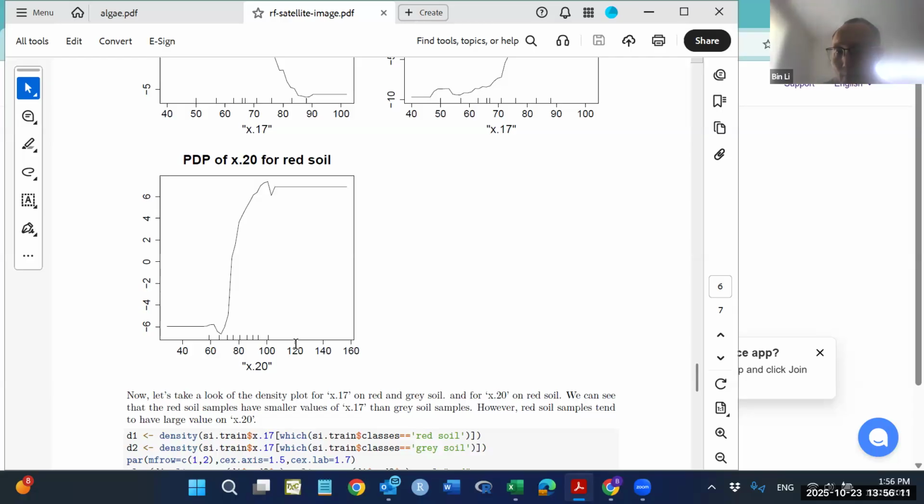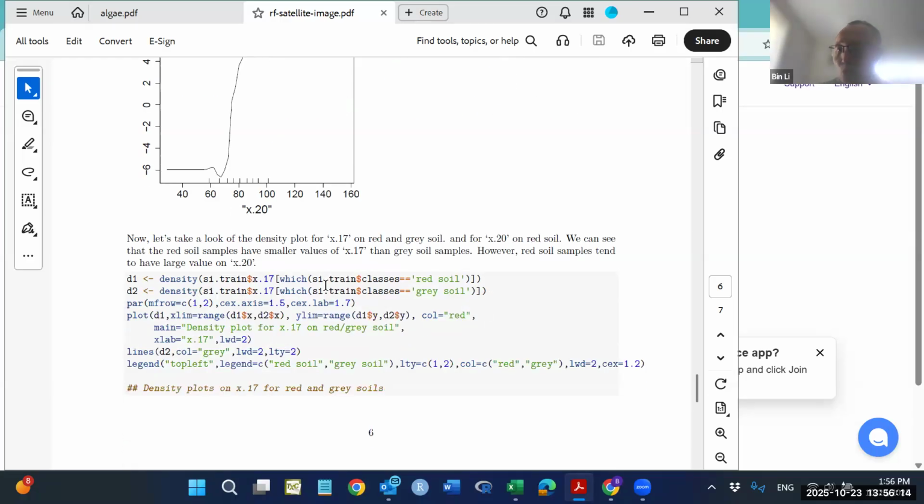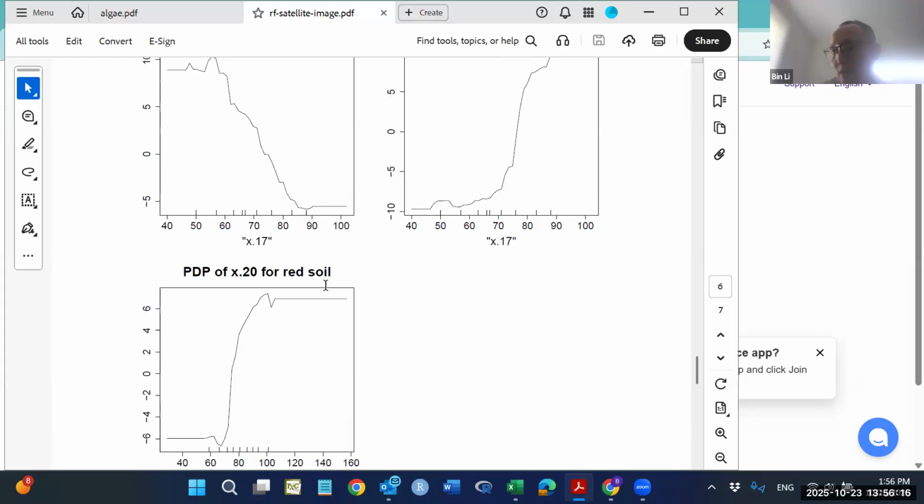Okay, so this shows a good example of how to apply the random forest to a classification problem, especially for more than two classes. It also shows how you interpret the results, right? First, check the variable importance, then check the partial dependence plots. And don't forget, when you check the partial dependence plot, you need to specify the variable as well as which class you are looking for.